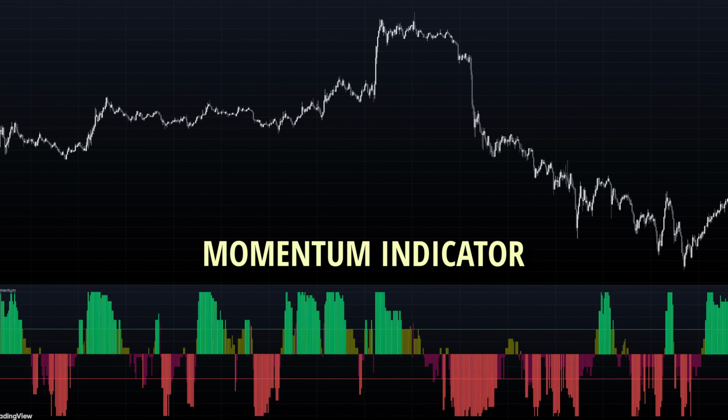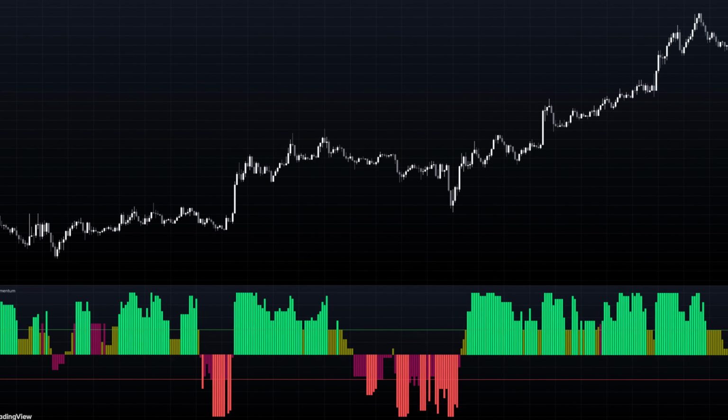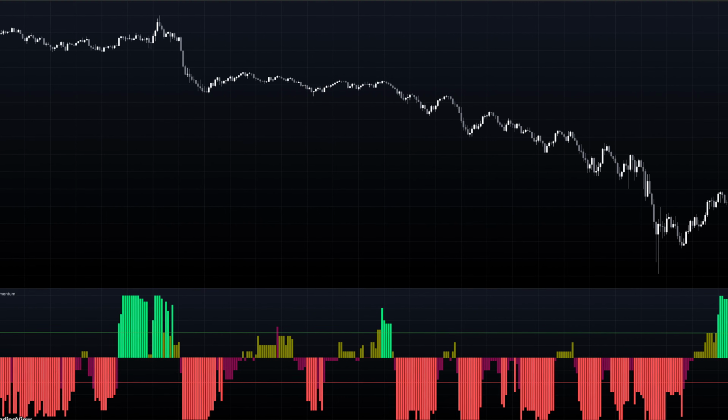Today's reviewed momentum indicator not only shows market extremes, but also measures momentum strength. Let's dive in.